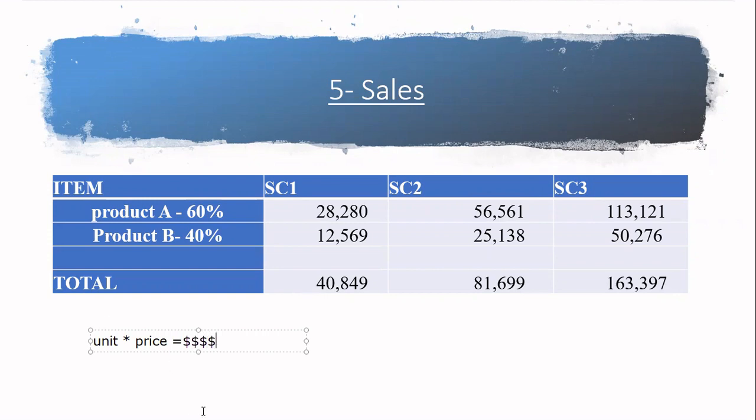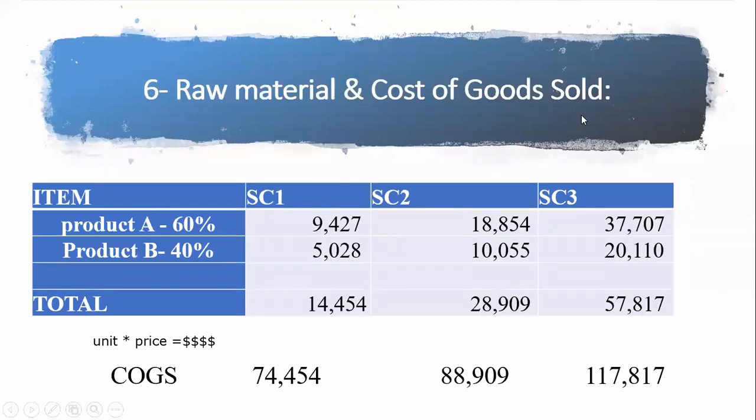Since we are not having the full capacity here, we will have 60% only for product A, 40% for product B, and so on. So this is just for the calculation. Usually when we are planning for the full capacity only, it gives me the total amount for the best case scenario. So after we did the sales, we are going to look for the raw material.